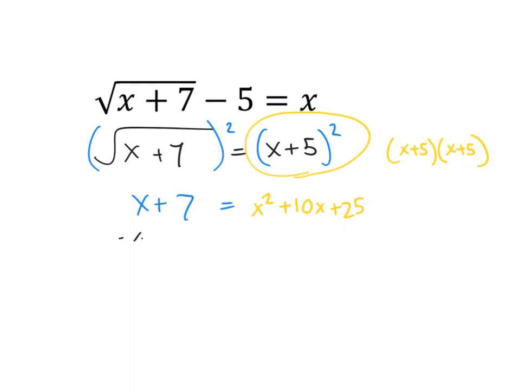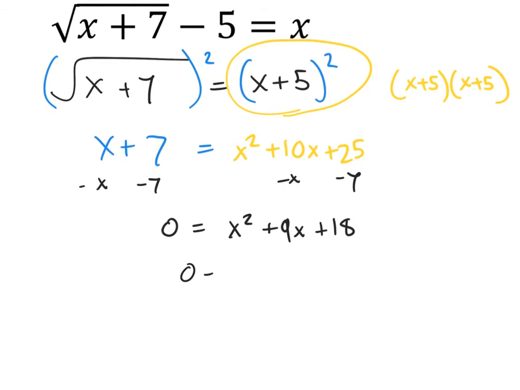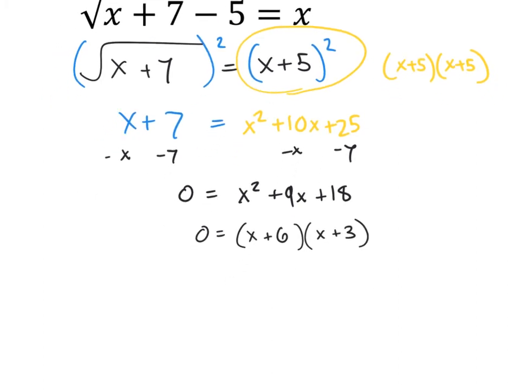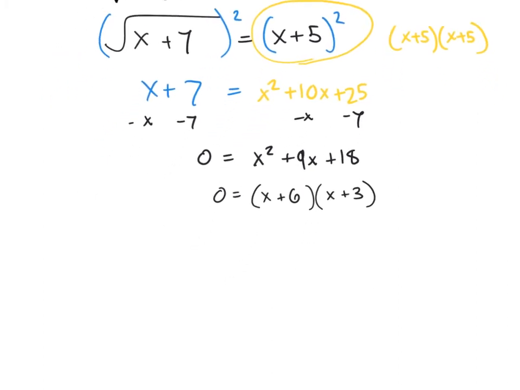Now to solve a quadratic, we want it set up equal to 0. So we'll get x squared plus 9x plus 18. It's quadratic, so you will attempt to factor it or use quadratic formula. Factoring is going to be much faster. Numbers that multiply together to give me 18, that also add up to 9 are 6 and 3.